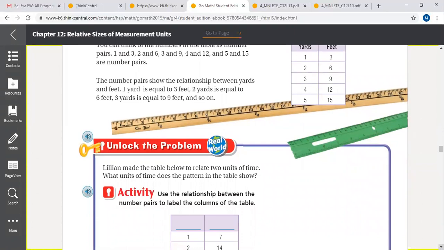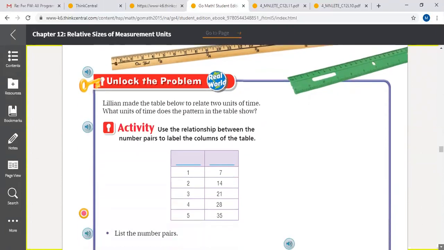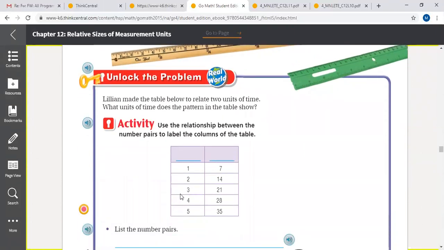Lilian made the table below to relate 2 units of time. What units of time does the pattern in the table show? Here, we will use the relationship between the number pairs to label the columns of the table. Okay, here the table: 1, then 7, 2, then 14, 3, then 21, 4, then 28, 5, and 35.